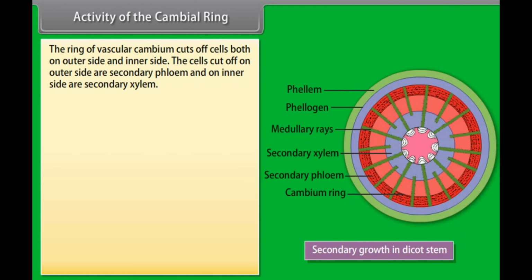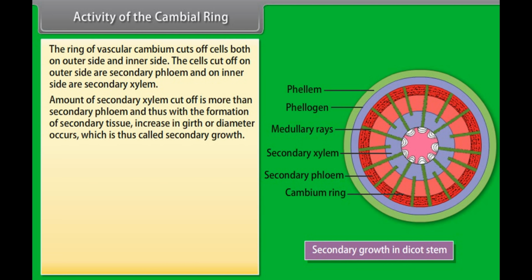Activity of the cambial ring. The ring of vascular cambium cuts off cells both on outer side and inner side. The cells cut off on outer side are secondary phloem and on inner side are secondary xylem. The amount of secondary xylem cut off is more than secondary phloem, and thus with the formation of secondary tissue, an increase in girth or diameter occurs, which is thus called secondary growth.